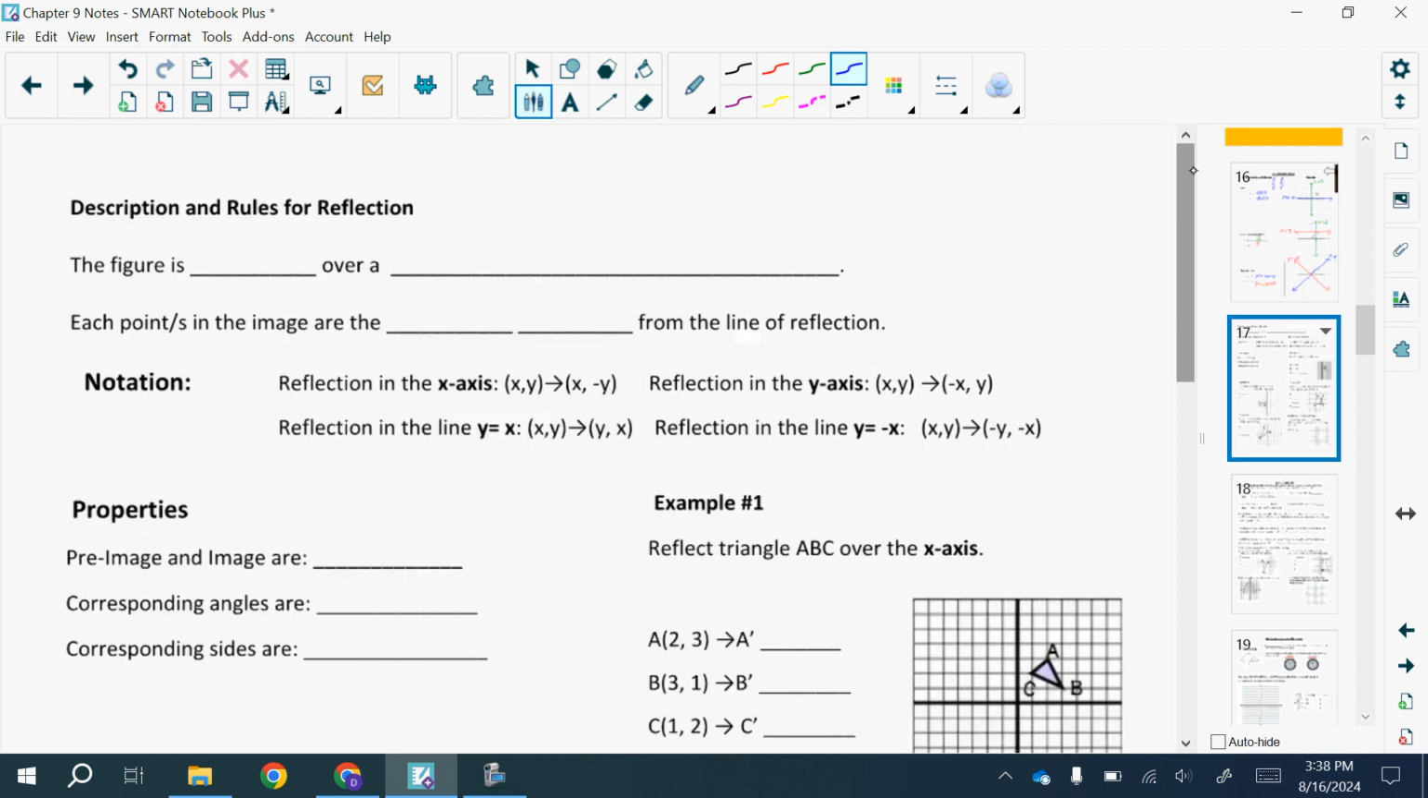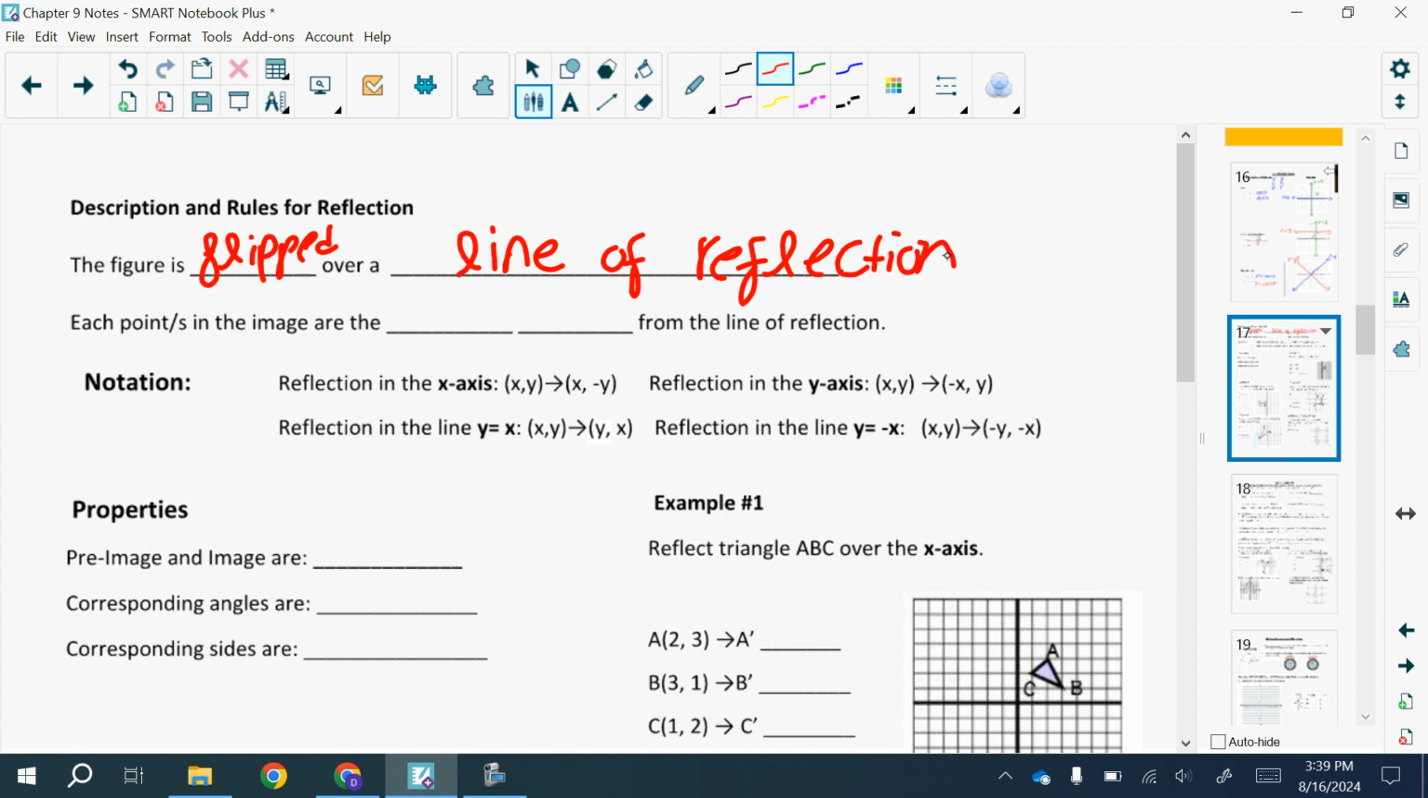Okay, next, this is on the next page. So description and rules for reflection. The first sentence is the figure is flipped over a line of reflection. So the line of reflection pretty much acts like your mirror. Each point on the image is the same distance from the line of reflection. Now this is a very important fact that we'll keep circling back to.